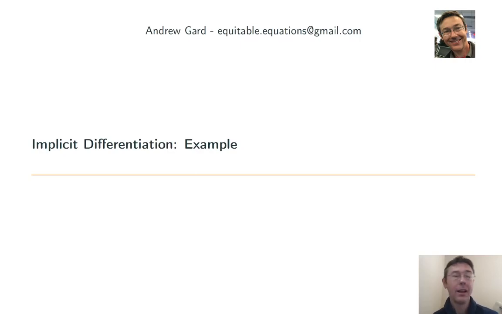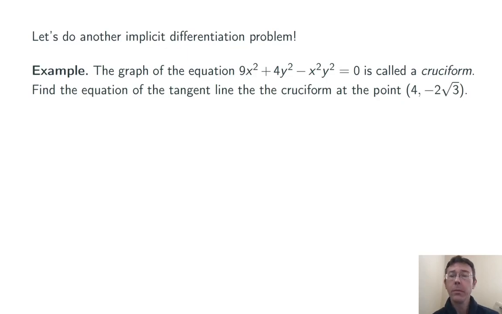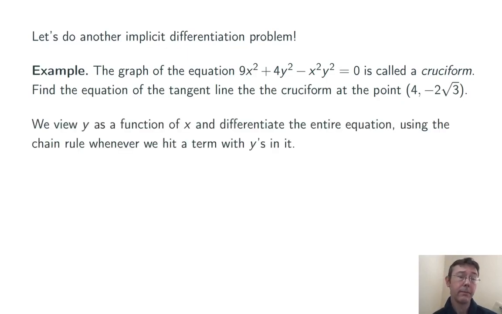Hey everybody. Today we're doing another implicit differentiation problem. We're going to be looking at the cruciform, 9x squared plus 4y squared minus x squared y squared equals 0. We want to get the equation of the line tangent to this graph at (4, -2√3).